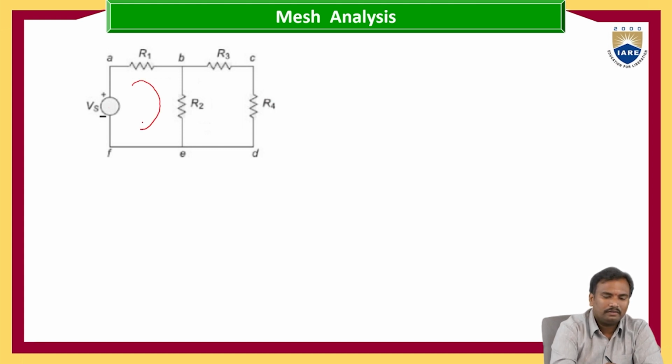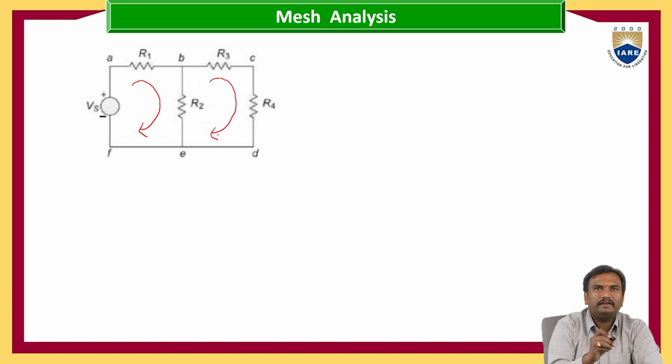So we have to give two loop currents. The direction I am choosing is the clockwise direction. That is the easy method, and we can write the KVLs easily. So this is the current direction, with loop 1 current as I1 and loop 2 current as I2.